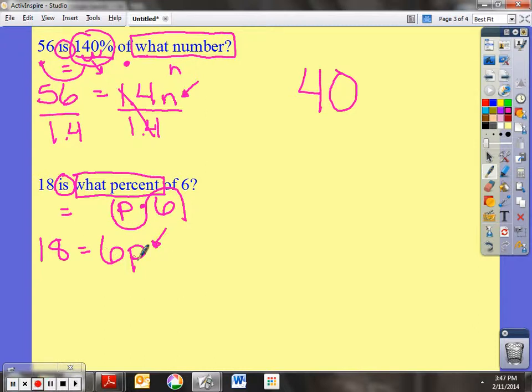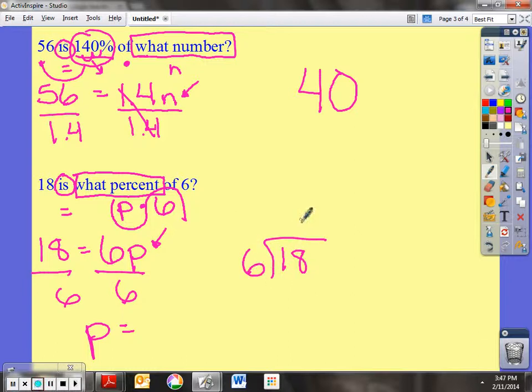Now I want to solve for 1P. Again, I want something on both sides of the equation. Leave the P's on this side because there's no P's to combine with it. So I'll divide both sides by 6. I end up with P is equal to 18 divided by 6. Doesn't that give me 3? Now, this says what percent. So if that's 3 and I want to find percent, I'm going to times that by 100. That gives me 300. So 18 is 3 times 6, so that means it's 3 times 100%, so 300%.